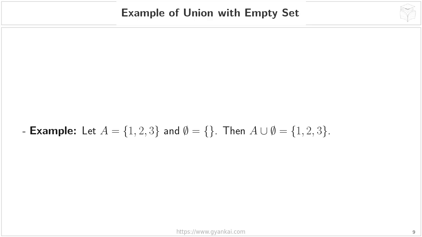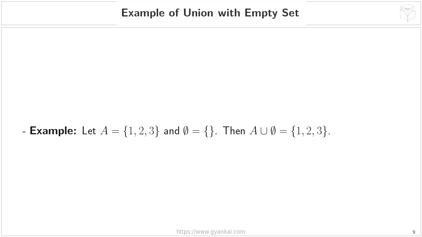Now we're going to find the union of A and the empty set. Remember, the union combines all the unique elements from both sets. So, A union the empty set means we take everything in A, everything in the empty set, and put it into a new set. But since the empty set has nothing in it, adding it doesn't change A at all. Therefore, A union the empty set simply equals A, which is the set containing 1, 2, and 3.